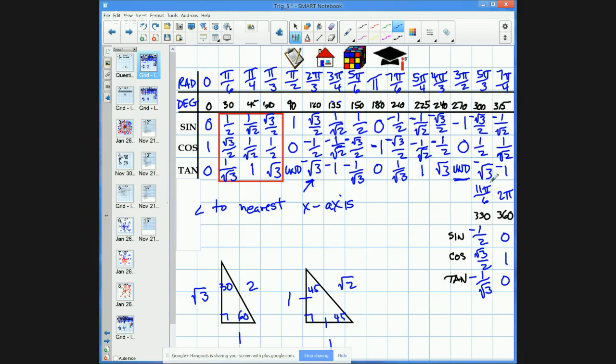300 degrees. 60 degrees from the nearest x-axis. Tangent of 60 is square root of 3. Why is it negative? Because now we're in the fourth quadrant, and when we extend it, it's going to hit the tangent line below the x-axis, negative. 315 is 45 degrees, so we know it's 1, negative, because fourth quadrant, it extends downward.